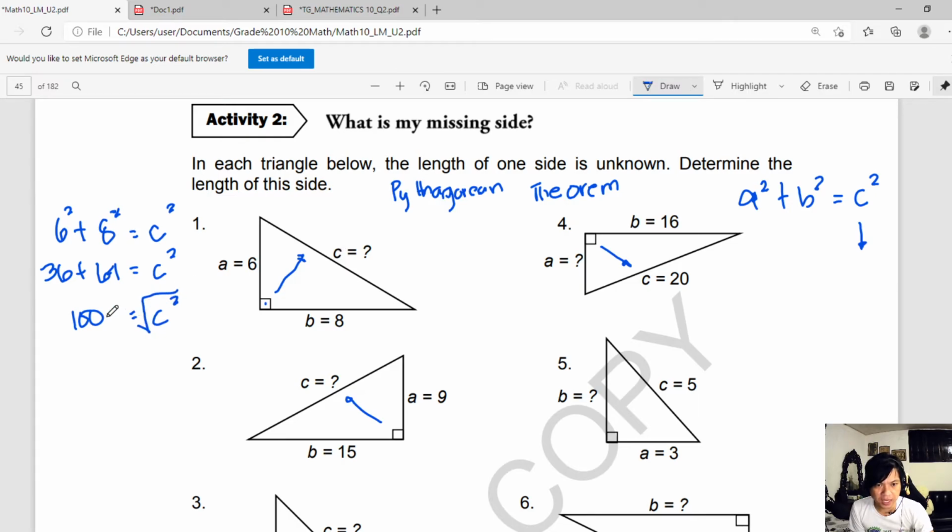So, we can take the square root of both sides to remove the square. C is what is left. We can interchange the sides so the variable is on the left, which is easier to understand. What is the square root of 100? It is 10. So, the length of C is equal to 10. That's all there is to it.